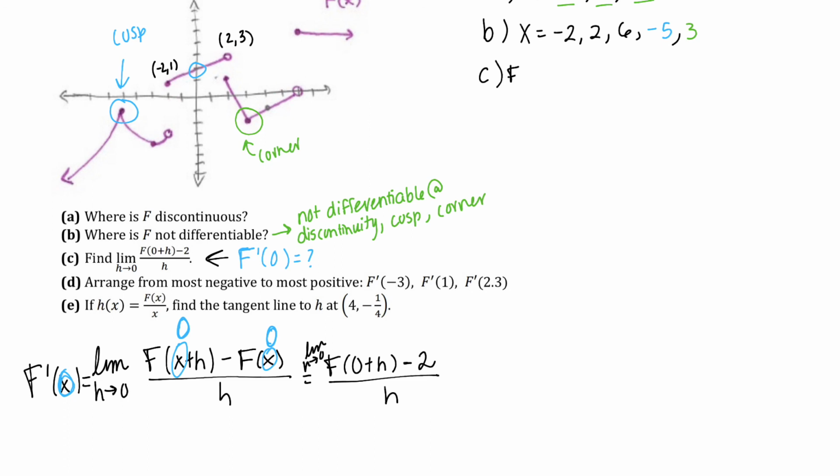So if you're finding f prime of 0, y2 minus y1 over x2 minus x1, you're just finding the slope of a line. So this is 3 minus 1 over 2 minus -2. So 2 over 4, which is 1/2. This one's a tricky one, I'm not going to lie. C is the tricky problem here.